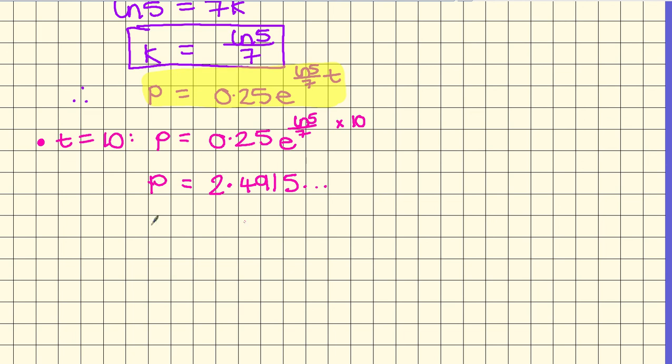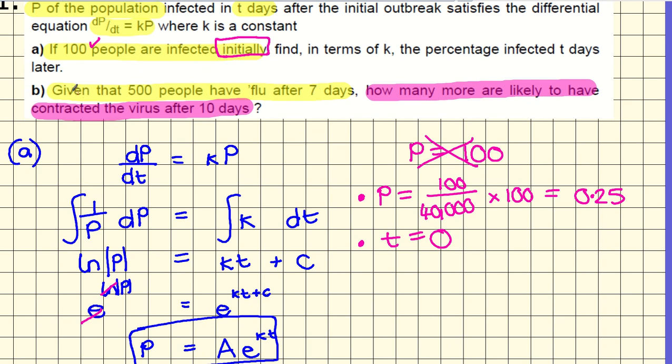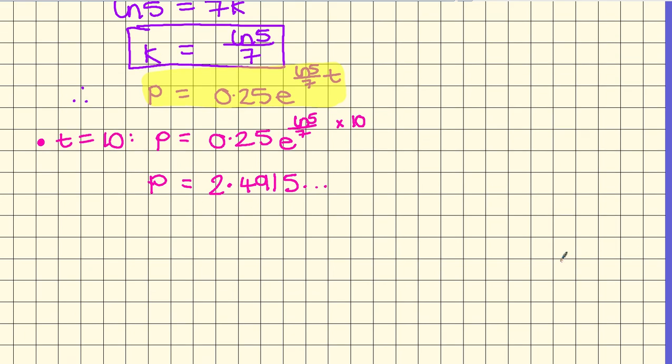Now, a lot of folk get to this stage and think, oh thank God I found what P is, so I'm finished. Sorry to say, we're not finished yet. So part B: given that 500 people have the flu after 7 days, how many more are likely to have contracted the virus after 10 days? So I want to work out the difference. 7 days is 500 people. So I'm going to work out how many people this 2.49% is going to be, and then subtract it from 500, and that will tell me how many more people are getting it.